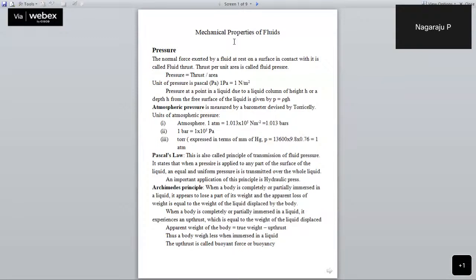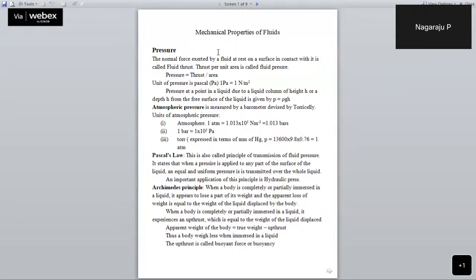So a common word, fluid, is used for the gas as well as for the liquid. And when we have a liquid in any container, naturally it offers pressure. Therefore, we have to understand some basic definitions with respect to the mechanical properties of fluids. The first thing is pressure. What do we mean by pressure?